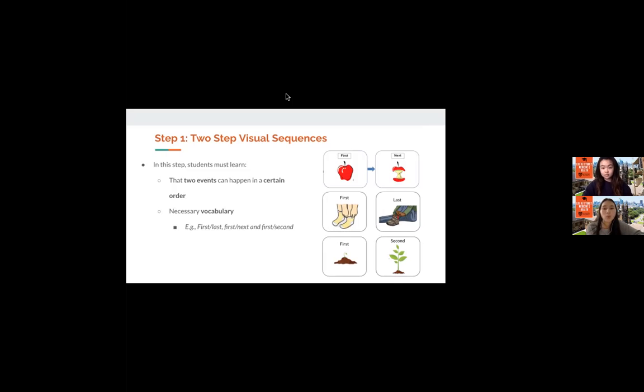Once the child is more familiar with the vocabulary, you can start asking the student to rearrange two-step visuals. You can do this by asking questions like, what happened first? What happened next? Once the child is consistently identifying the correct sequence without help, you can move on to the next step.